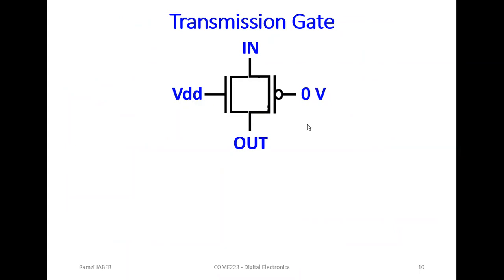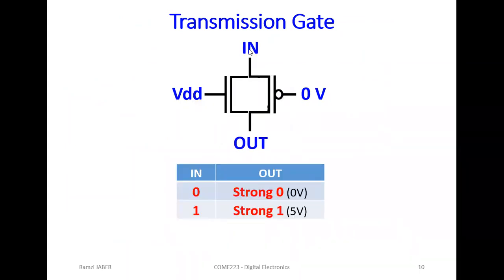Okay, so here we have strong 0 for 0, and strong 1 for 1. And this is called a transmission gate.